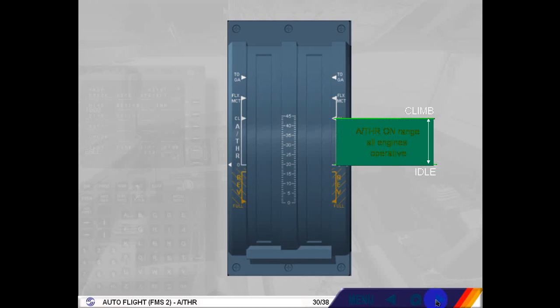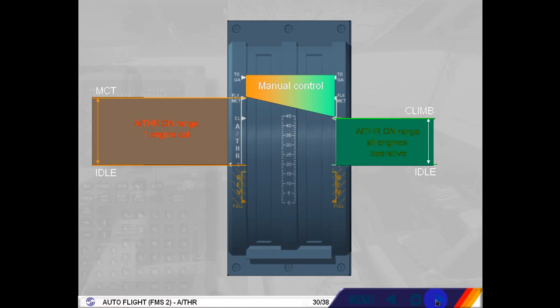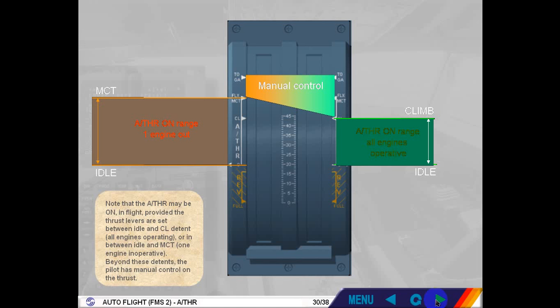Provided the thrust levers are set between idle and climb detent, all engines operating, or in between idle and MCT, one engine inoperative. Beyond these detents, the pilot has manual control on the thrust.